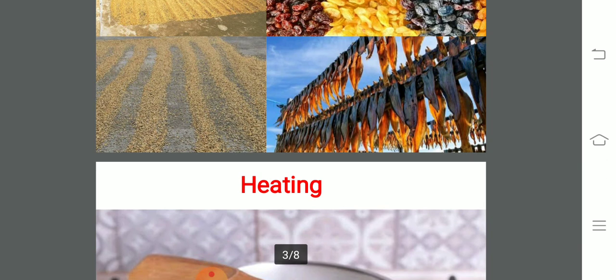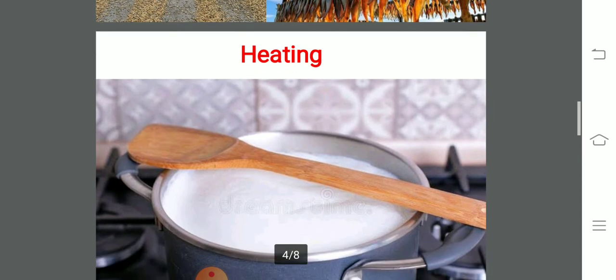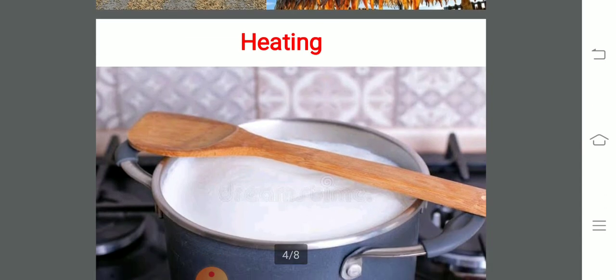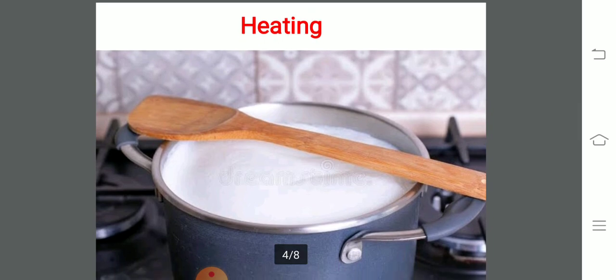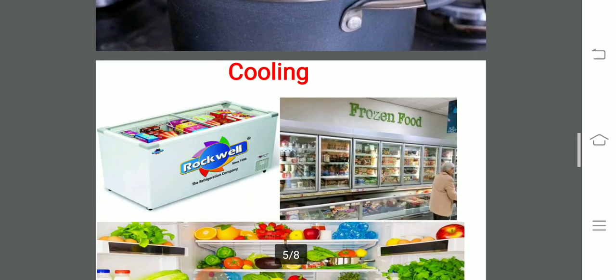Okay, then the next method is what? That is heating. A very well-known example is shown, that is milk being heated. For what purpose are we heating milk? Yes, because we want to protect it from the growth of bacteria so that it can be stored for a long time.